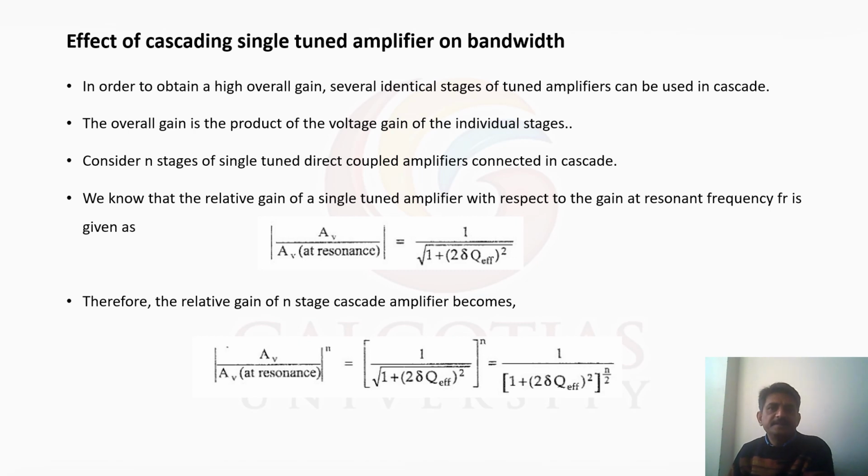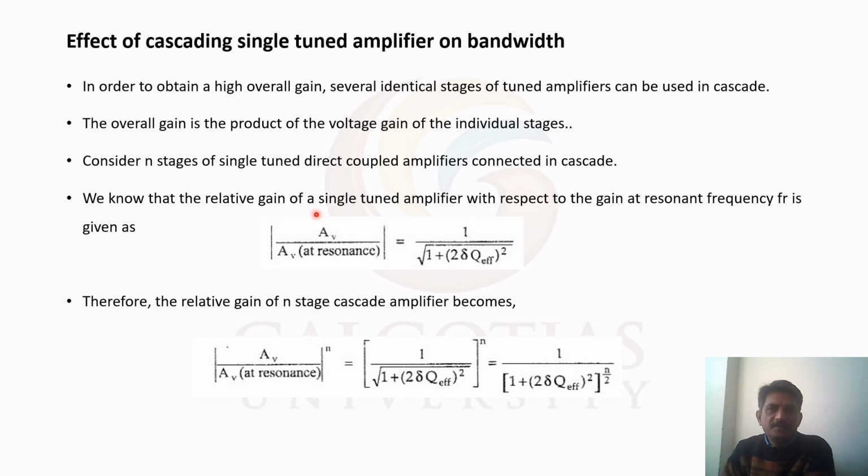So, the effect of cascading single tuned amplifiers on bandwidth. In order to obtain a high overall gain, several identical stages of tuned amplifier can be used in cascade. The overall gain is the product of the voltage gain of the individual stages. Consider n stages of single tuned direct coupled amplifiers connected in cascade to each other.